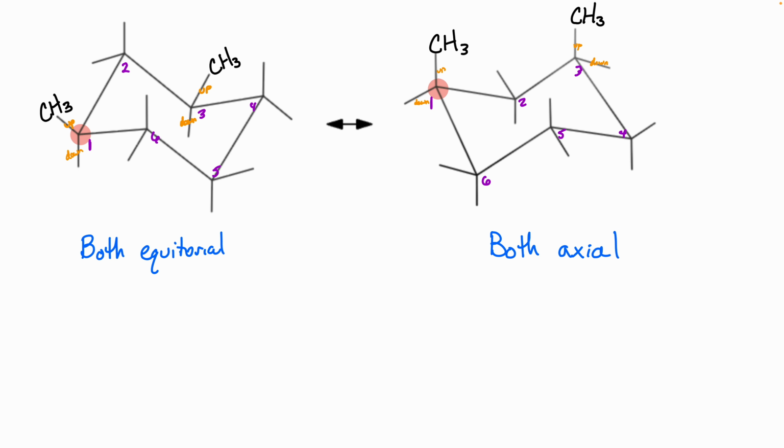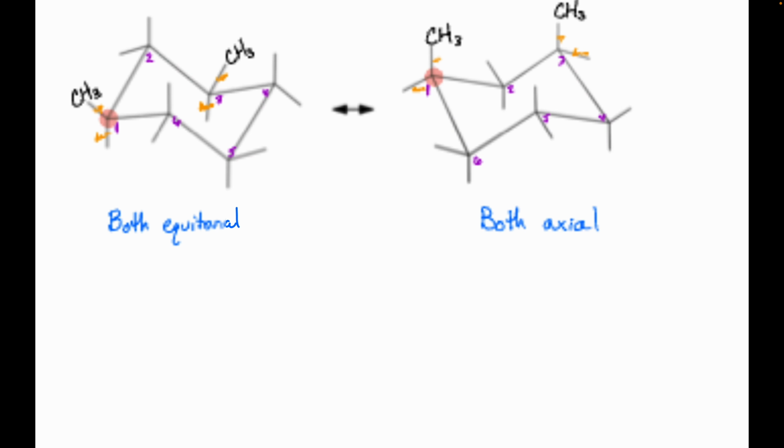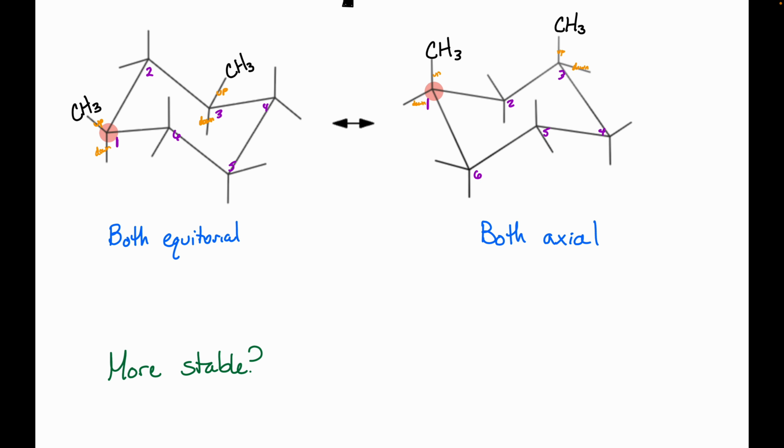Okay, so then the last thing that I could ask you here is which one of these two chair structures, which one of these two rotational states, is more stable? Right, so this molecule is going to flip back and forth between these two conformations, but it might prefer one over the other depending on the stability of those two rotational states.